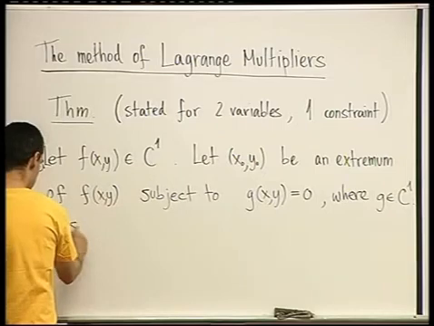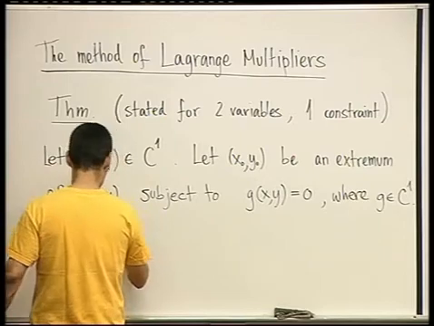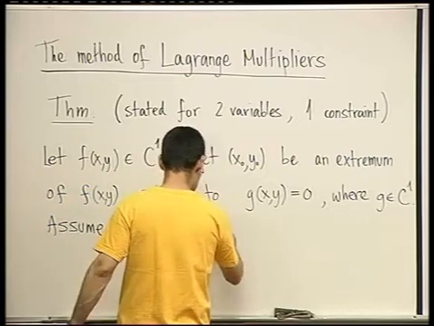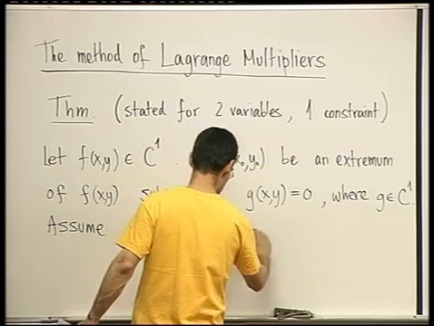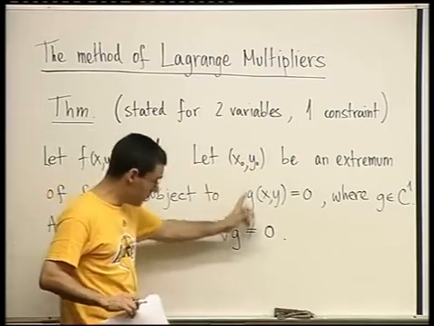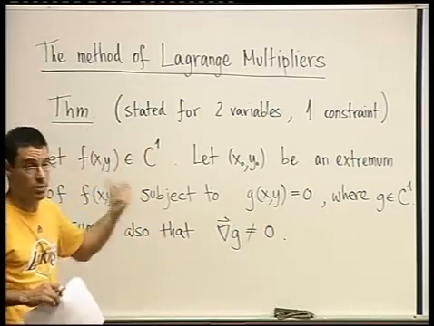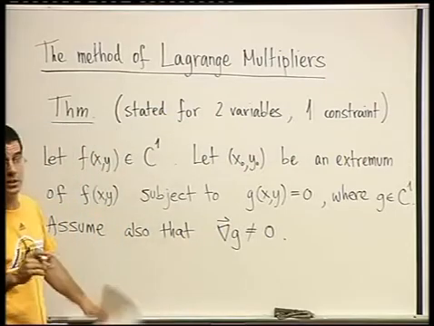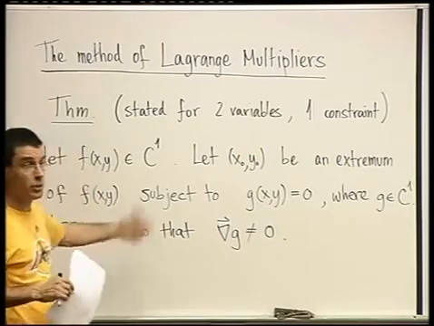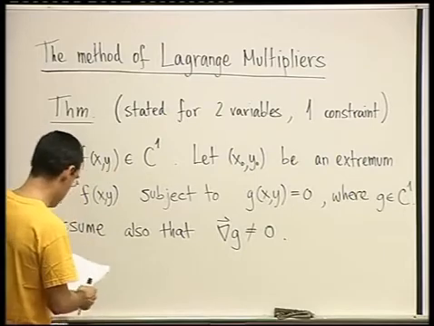Assume further, it looks like a technical condition, but it's important. Assume also that the gradient of g is not 0. So the derivative of g with respect to x could be 0 as long as the derivative of g with respect to y is not. They can't both be 0. That would mean that the gradient of g is 0. And the reason that they can't both be 0 is hidden in using the implicit function theorem to prove this. Okay, that's where you see it play a role.